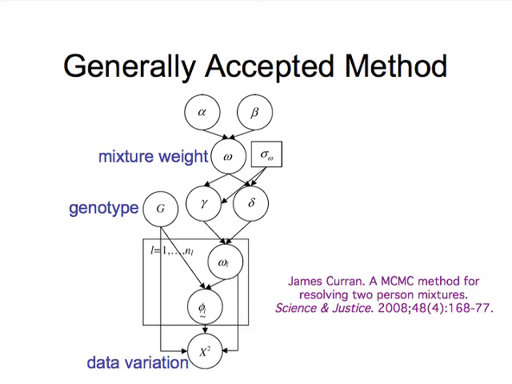And I'll label for you some of the nodes in this graph, which are quite familiar to you. At the top, we see a node labeled W for the template mixture weight. In the middle, there's a node labeled G for the unknown genotype. And at the bottom, there's a node for the peak data variation. All of these must be solved in order to obtain an accurate and robust, reliable solution.